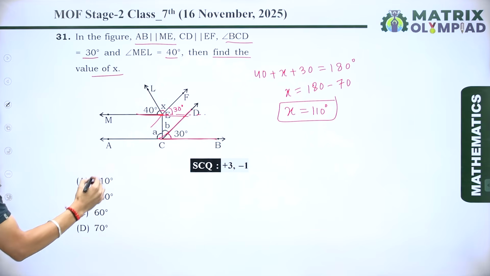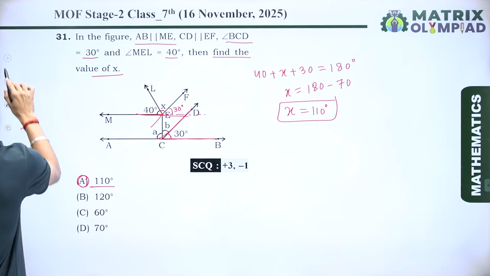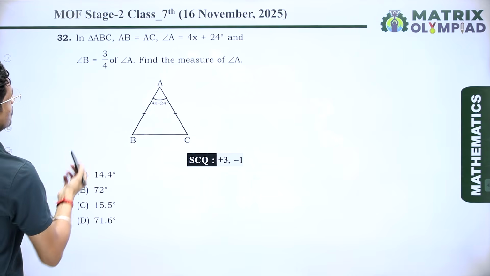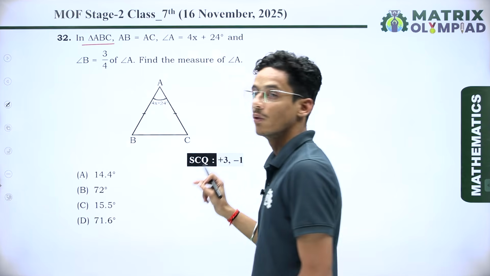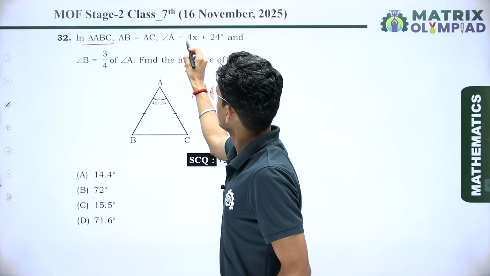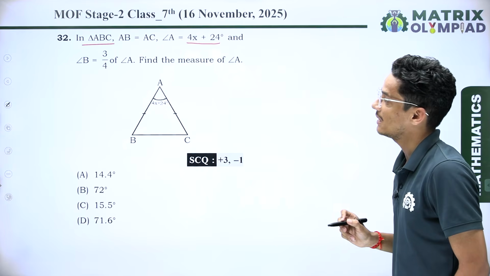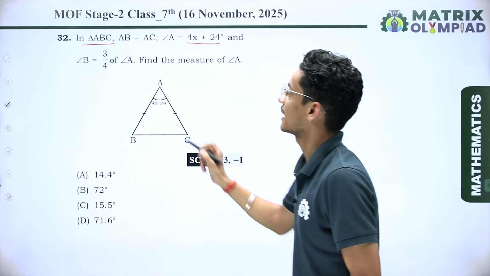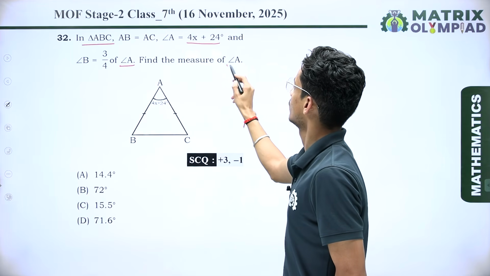So the value of x is equal to 110 degrees. So option A is the correct answer over here. Now the next question: in triangle ABC, AB is equal to AC, and angle A is equal to 4x plus 24 degrees and angle B is equal to 3/4 times angle A. Now we have to find the measure of angle A.